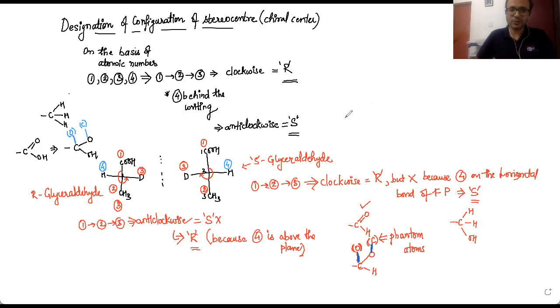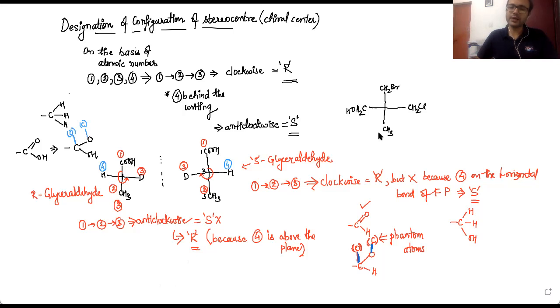With this, I hope you will be pretty much sure how to do the priorities and therefore assign the RS configuration. So let us take a hypothetical example. I'll just give you one example: CH3, CH2Cl, CH2Br, and this is CH2OH. This is again a Fischer projection formula. Now let us arrange the priorities. Here, this carbon is attached to 3 hydrogens. The rest of them are attached to 2 hydrogens and 1 halogen atom. Here it is not a halogen, it is attached to O.